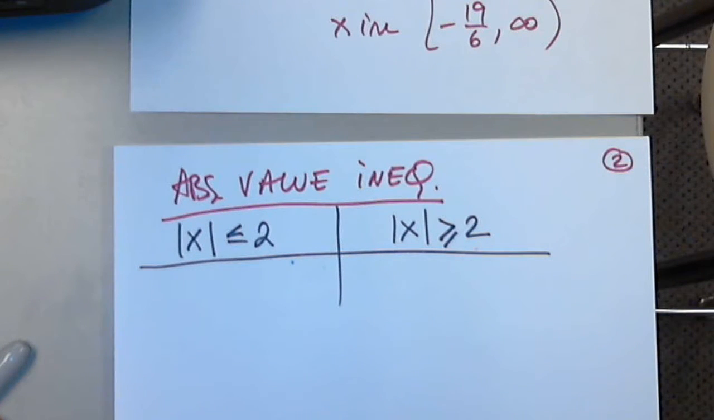The first one in which the absolute value is less than a number, and the second one when the absolute value is greater than or equal to a number, a positive number. Okay.